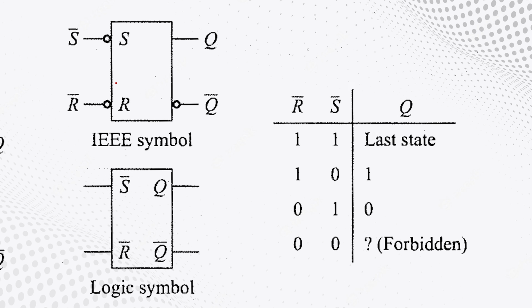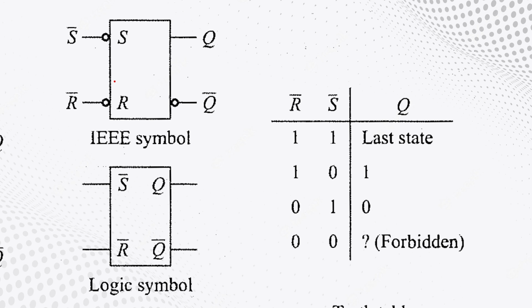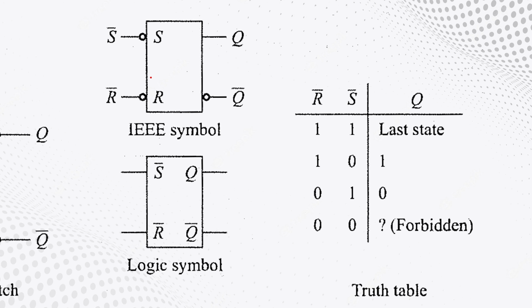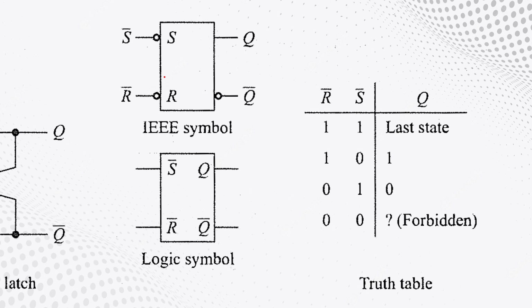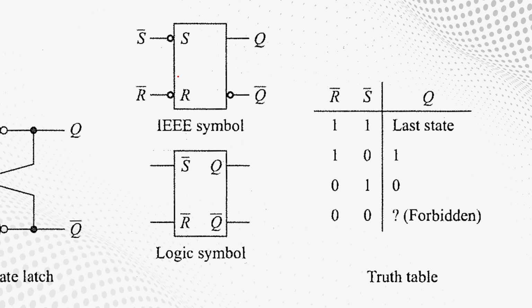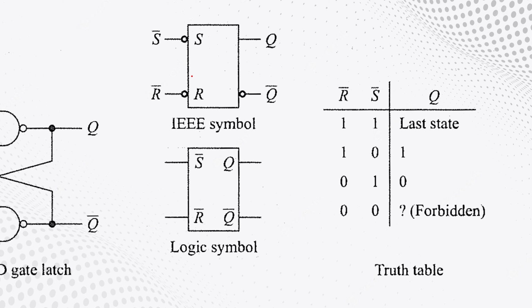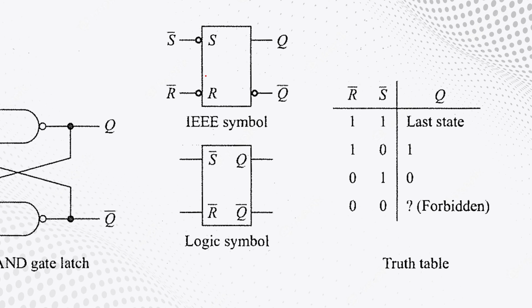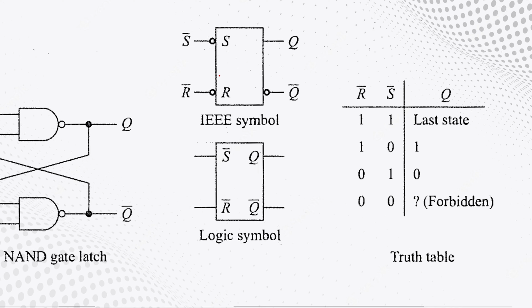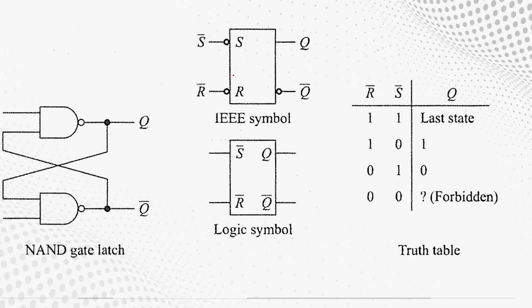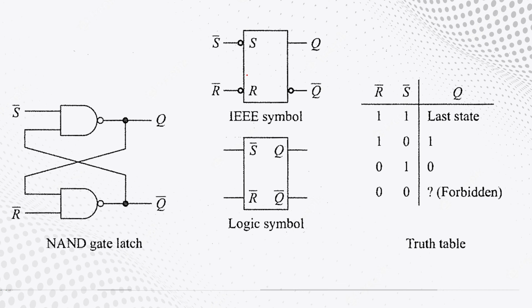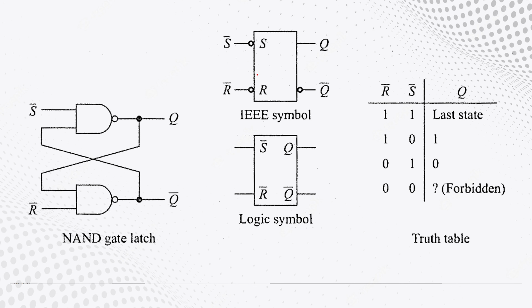In the first input condition, when both the control inputs R bar and S bar are made high, the output of the present state is continued without any change. In the second input condition, when the control input R bar is made high and the control input S bar is made low, the Q output is set to high state. In the third input condition, when the control input R bar is made low and the control input S bar is made high, the Q output is set to low state. During the fourth input condition, when both R and S control inputs are made low, it results in the forbidden state called race condition. Race condition is an indeterminate state in which we cannot predict whether the output of the flip-flop will be made high or low.